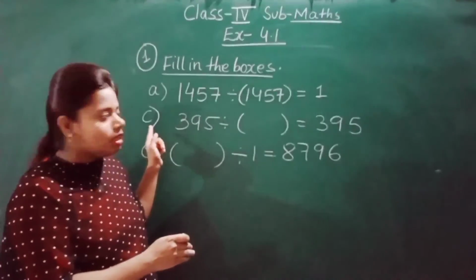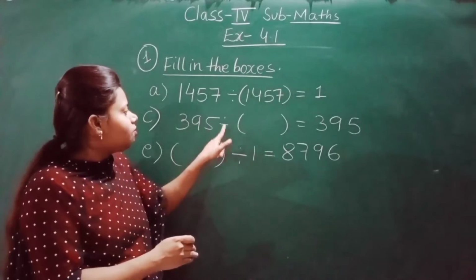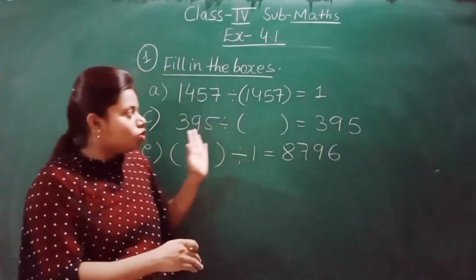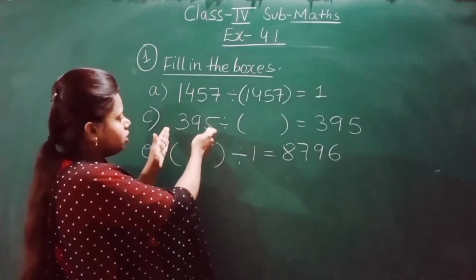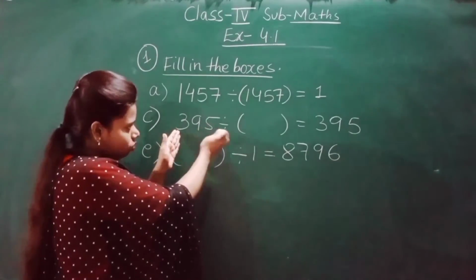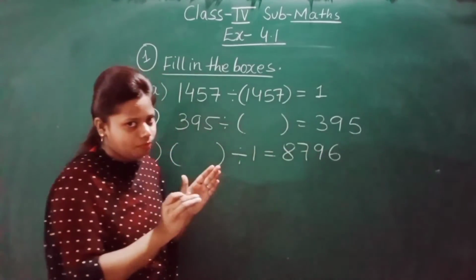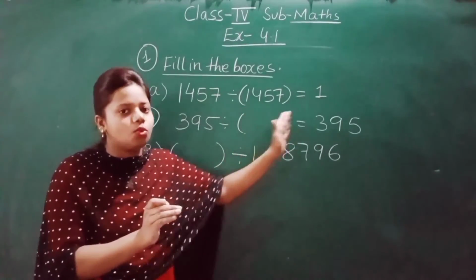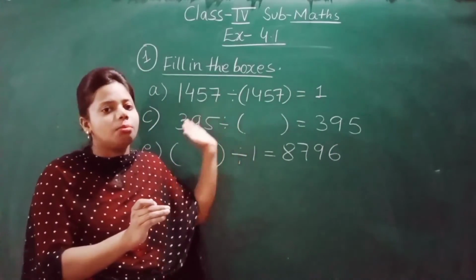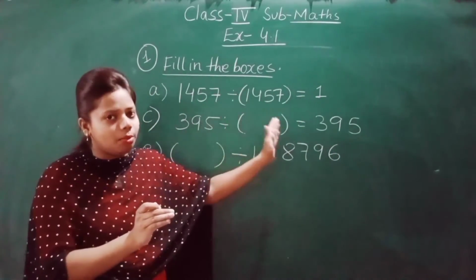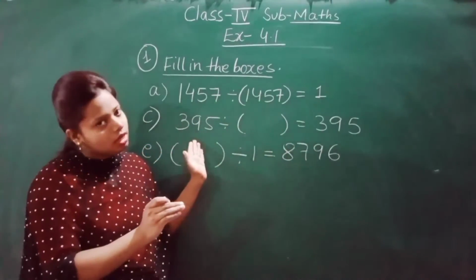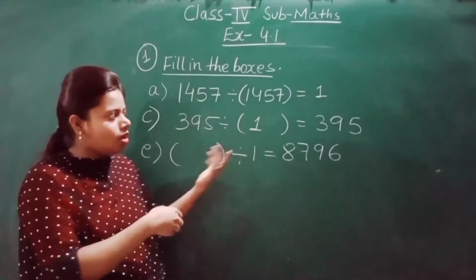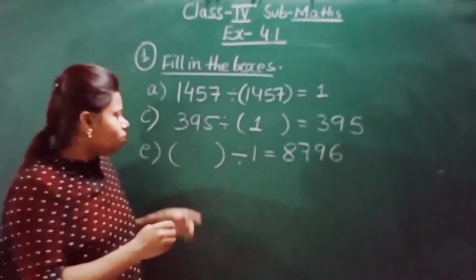Now let's see C. 395 divided by how much? What will be the divisor so that the quotient will be 395? I said in my property that when a number is divided by 1, the quotient will be the number itself. So here the dividend is 395, and when this is divided by 1, the quotient is the number itself, that is 395.